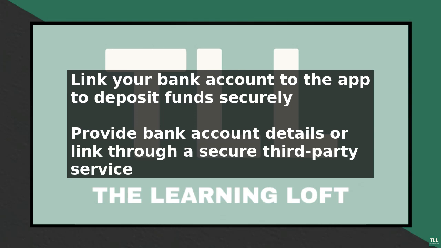After creating your account, link your bank account to the app to deposit funds into your Betterment account. You can do this by providing your bank account details or by linking your account through a secure third-party service. Next, set your investment goals, such as saving for retirement, a down payment on a house, or a big purchase.